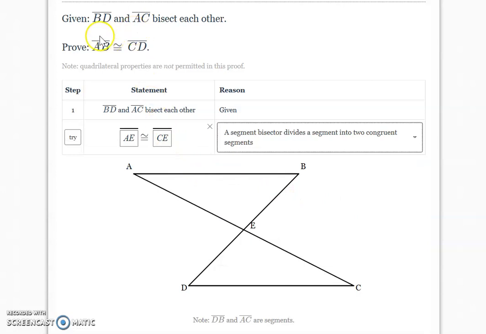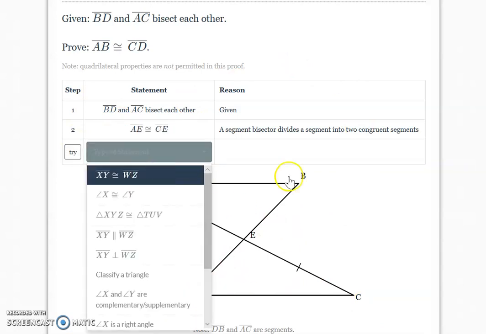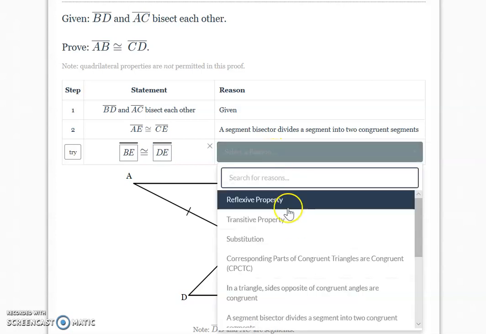All right, so it said that AC and BD bisect each other. So when BD, which is a bisector, divides this into two equal segments, that's how we end up with that. Now AC is cutting BD in half. So we want to do the same thing, but for the other side. So I'm going to say that BE is the same length as DE. And the reason is the same.